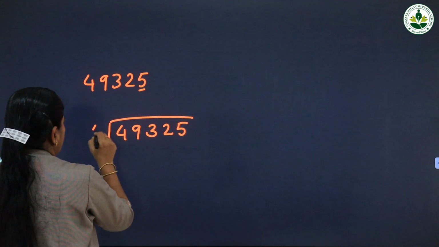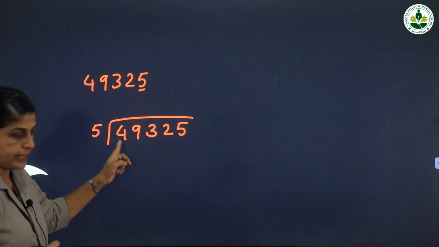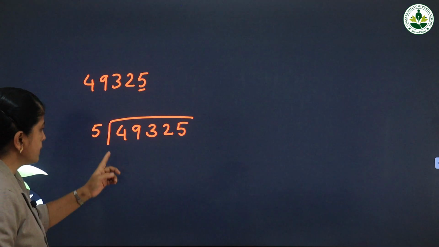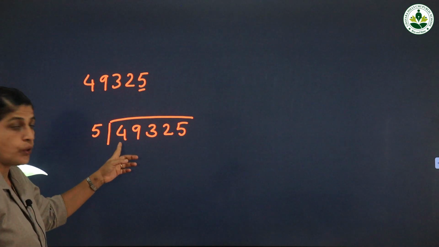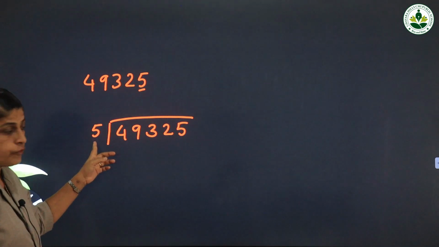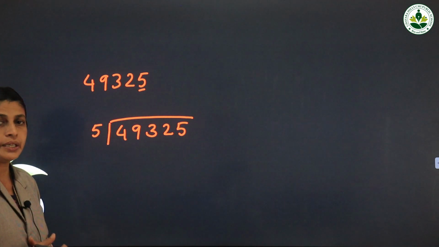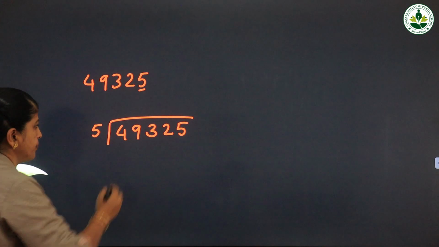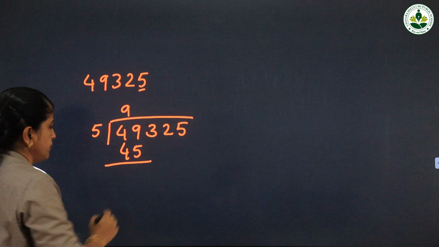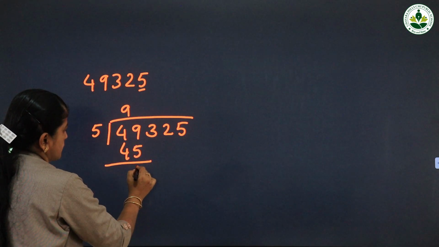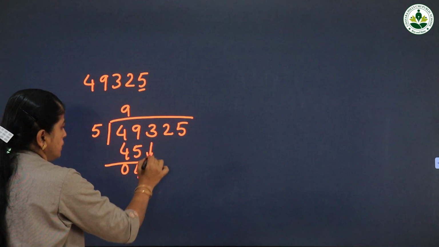49,325 divided by 5. Here also, the first digit from the left side, that is 4, is less than the divisor 5. Therefore, consider the second digit also. Therefore, 49 is the number. In 49, how many 5's are there? 9 5's are 45. Subtract 9 minus 5 is 4. 4 minus 4, 0.